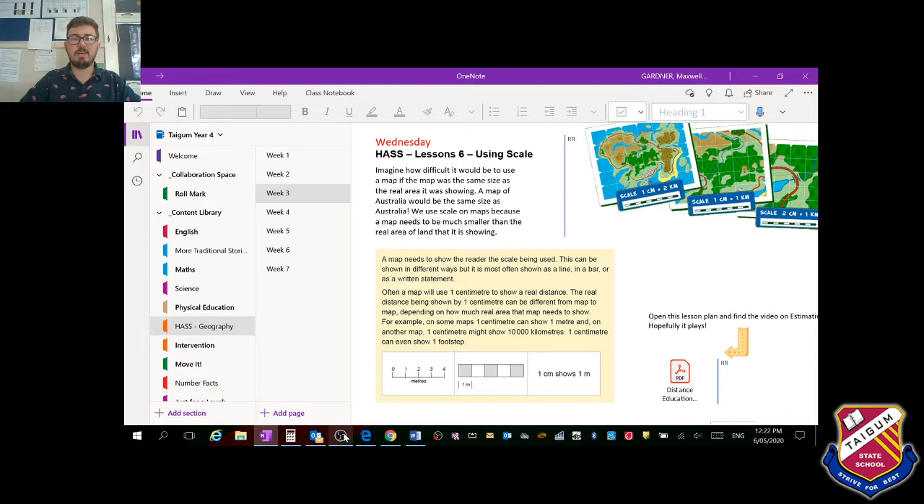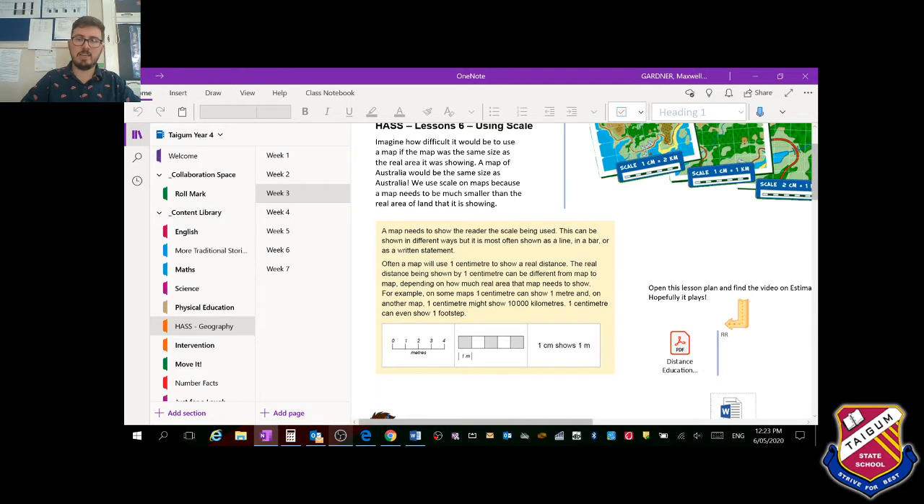So 1 centimetre on a map of Australia might be equal to 10 kilometres. Okay? So the real distance being shown by 1 centimetre is different for each type of map. So for a map of a classroom, 1 centimetre might mean 1 metre. For a map of the world, 1 centimetre might mean 10,000 kilometres. So that's what a scale tends to look like.